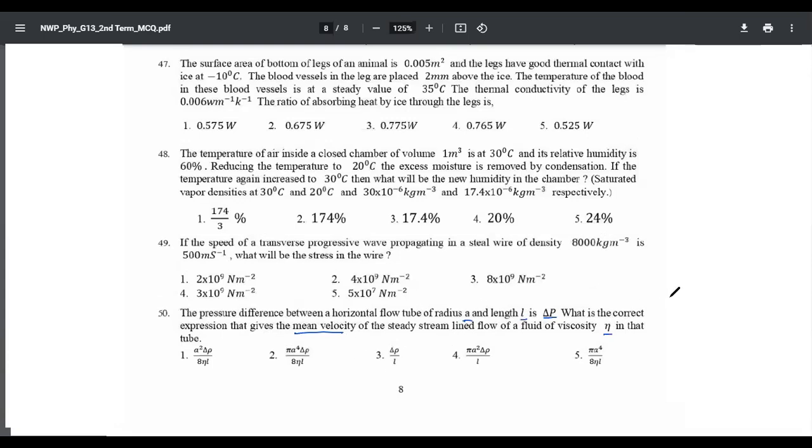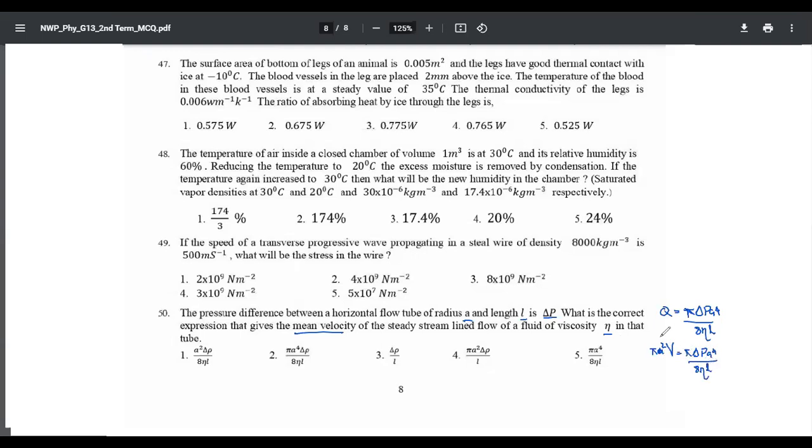People who have learned this lesson will know this equation: Q equals pi delta P a to the power 4 over 8 eta L. This is called Poiseuille's equation. And Q is the volume flow rate. But the question is about mean velocity. So instead of volume flow rate, you can put pi r squared V. The volume flow rate equals pi delta P a to the power 4 over 8 eta L, where a is the radius.